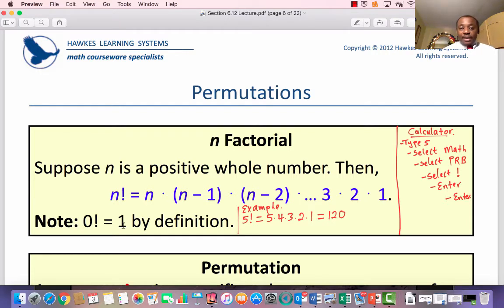Now, to break this down very easily, this is what we have. 5 factorial simply means 5 times 5 minus 1, which is 4, times 5 minus 2, which is 3, and so on and so forth. So 5 factorial is 5 times 4 times 3 times 2 times 1, and that is 120.